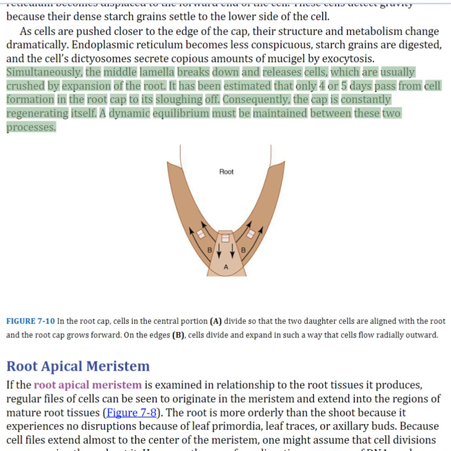Simultaneously, the middle lamella breaks down and releases cells, which are usually crushed by expansion of the root. It has been estimated that only 4 or 5 days pass from cell formation in the root cap to its sloughing off. Consequently, the cap is constantly regenerating itself. A dynamic equilibrium must be maintained between these two processes.